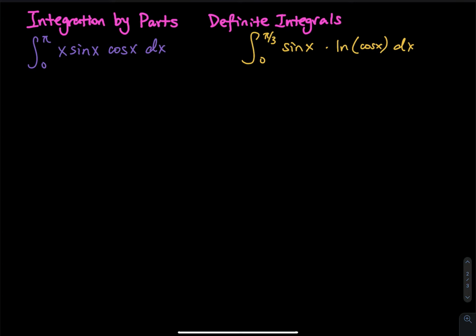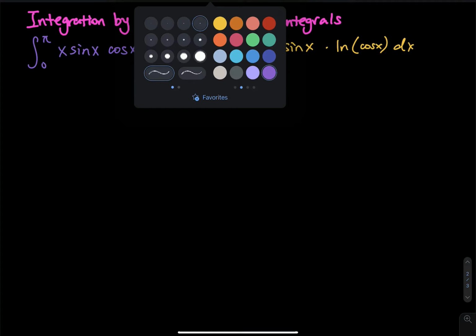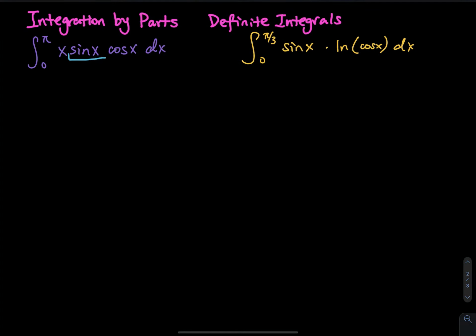If you look at the integrand, it is the product of three factors: x, sine x, cosine x. So should we just do the integration by parts here? The answer is no, because I do want to simplify the integrand a little bit. I'm trying to rewrite sine x times cosine x.